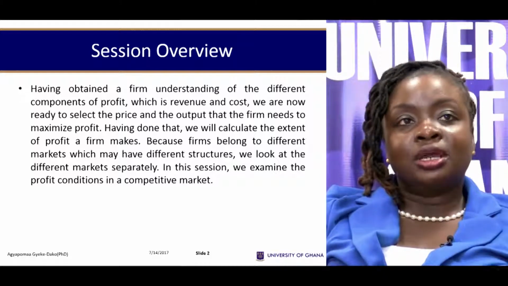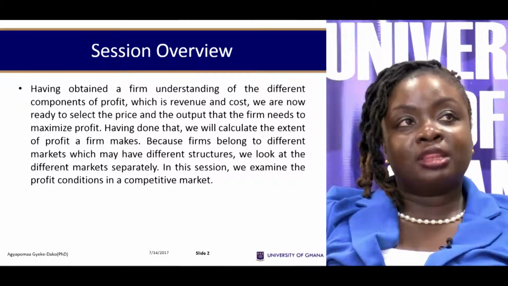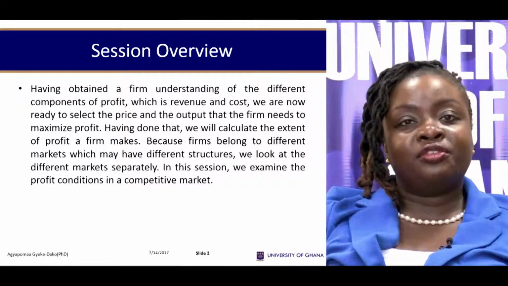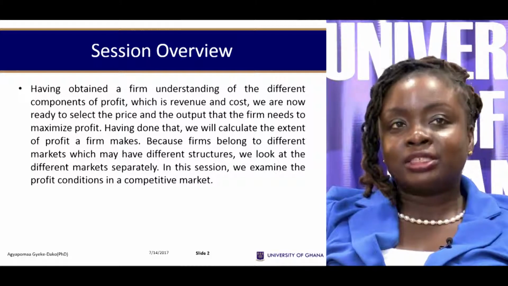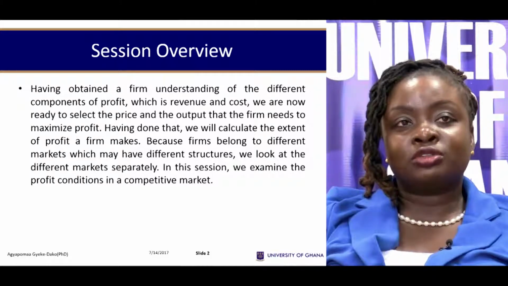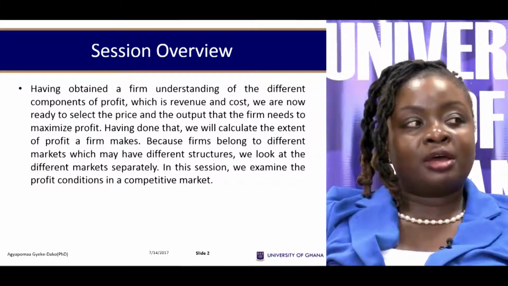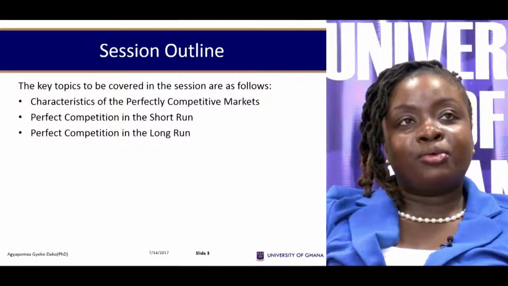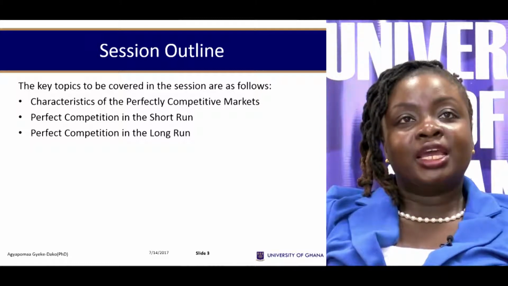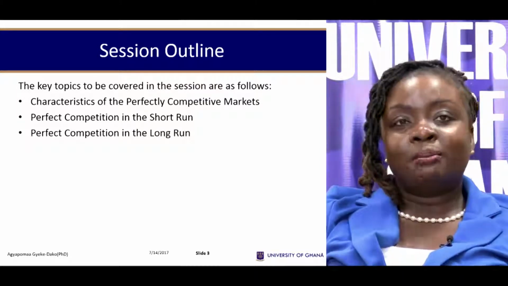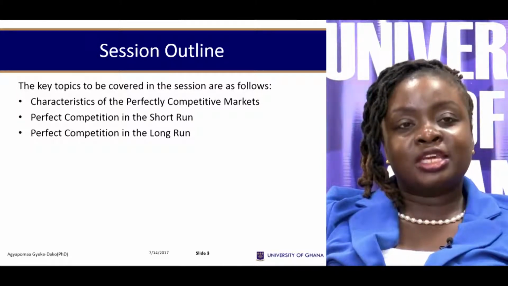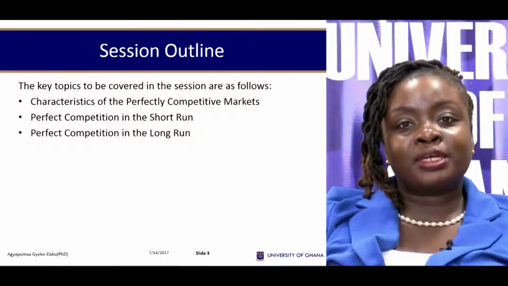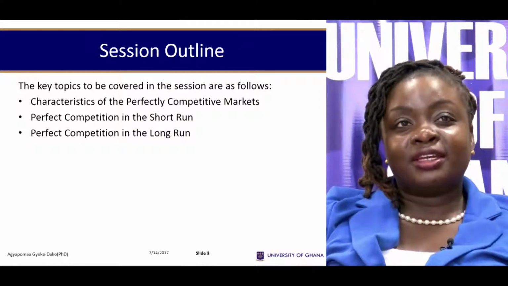Some industries have very few firms in there. Some have very many firms in there. Some are large, some are very, very small. They have firms that are small, some have firms that are very large. And so the price and the output that would maximize profit in one industry may not necessarily be the same as the price and output that would maximize profit in another industry.